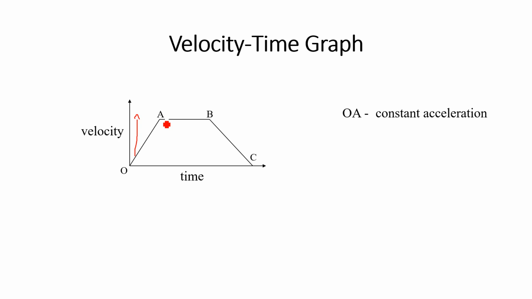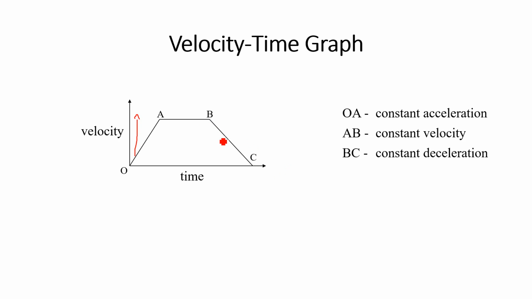Now from A to B, we see there is no increase in the velocity, and when there is no increase in the velocity, the acceleration is zero. When the acceleration is zero, we can say the velocity in this region is constant. Now from B to C, the speed reduces back with a constant deceleration because this is a straight line, so the deceleration is constant.